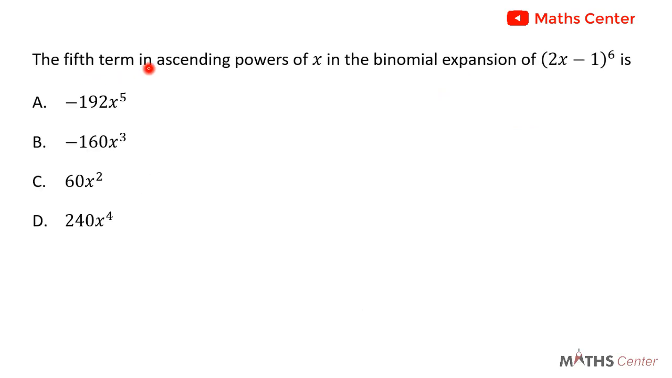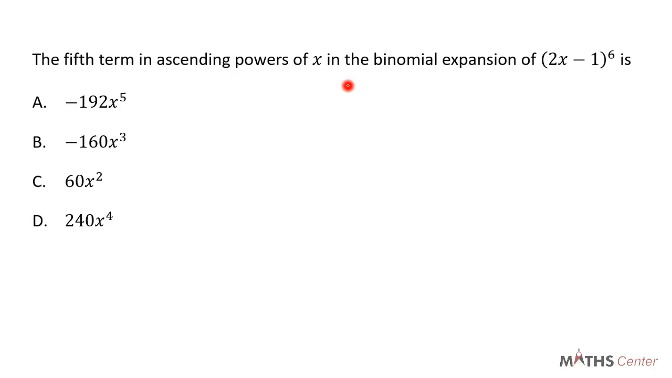The fifth term in ascending powers of x in the binomial expansion of 2x minus 1 exponent 6 is, we have a multiple choice question here, and so we will solve the question, and after that we'll pick the correct option. We are looking for the fifth term in ascending powers of x in the binomial expansion of 2x minus 1 exponent 6. Here, the question tells us that x should be in ascending powers.